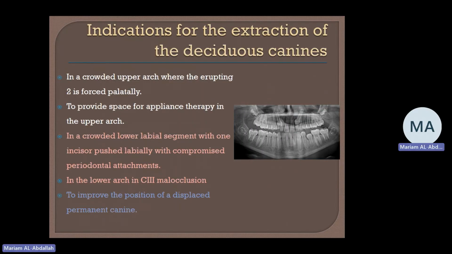And finally, to improve the position of a displaced permanent canine, we talked about this in our second lecture on interceptive treatment. If you have a canine that is drifting from its normal path of eruption, then extraction of the C could help to normalize the position of the canine. But only in uncrowded cases could you go for extraction of C and review every 6 months. But if you have crowded cases, you need to provide space in addition to the extraction of the C and review the patient every 6 months. Okay, you need to provide space.